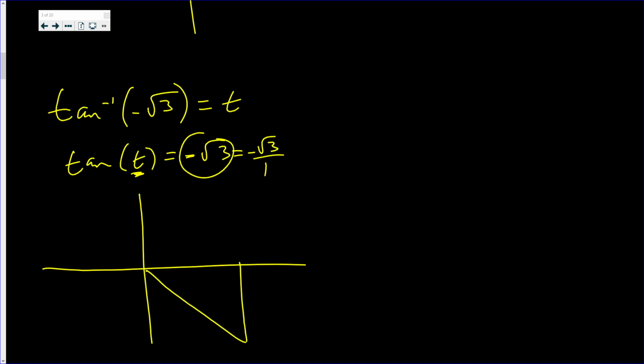So tangent of that angle, it's going to be a negative angle. It is opposite over adjacent. That's 2. This angle is 60 degrees, the reference angle. So the angle we want is negative 60 degrees. Okay, so the tan inverse of negative square root of 3 is negative 60 degrees, which is negative 180 over 3. And I put the minus in front.